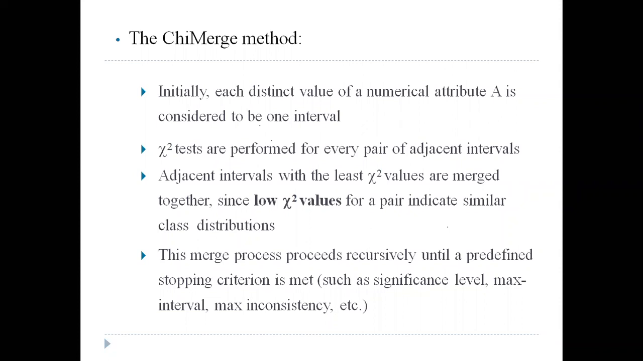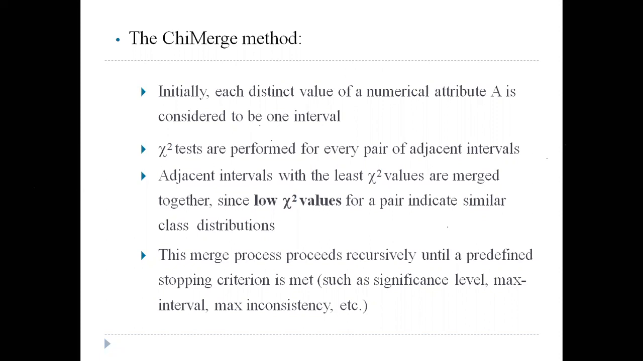So what are you doing? You're trying to merge, pairing up intervals that indicate similar class distributions. This merge process proceeds recursively until a predefined stopping criterion is met. You have to decide where to stop merging. You need to understand the significance of merging, to what level you are merging, what can be the maximum interval you have to consider, and the maximum inconsistency also has to be taken into consideration. These all will be your stopping conditions. This is what is called the chi-merge method.